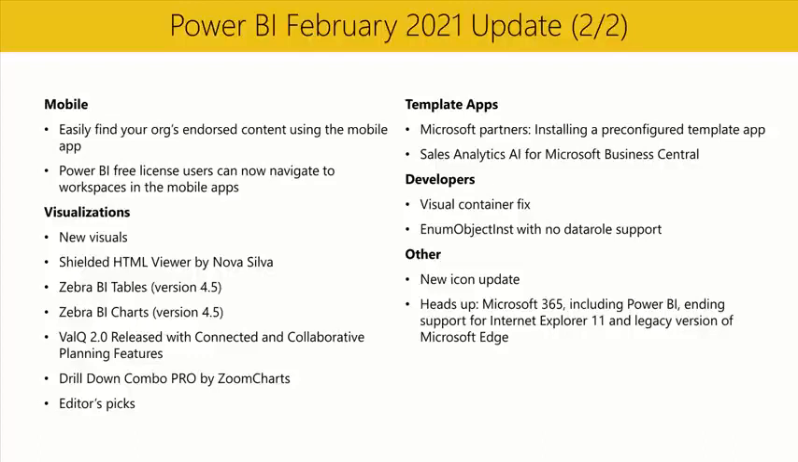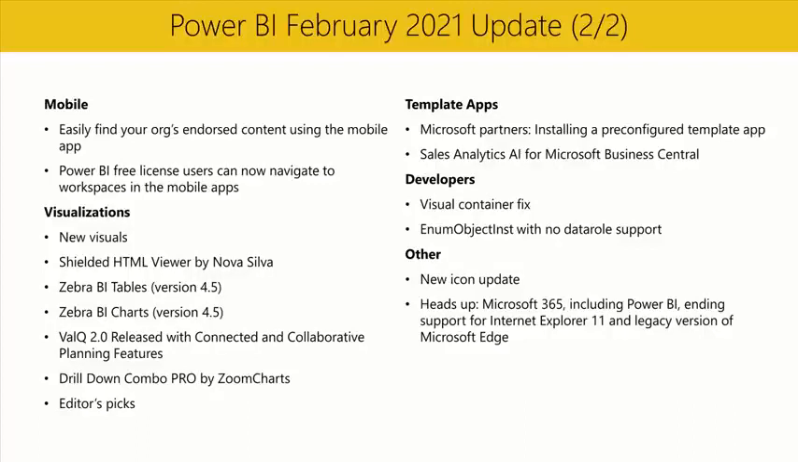Updated this month are the Shielded HTML Viewer by Nova Silver, version 4.5 of Zebra BI Tables, version 4.5 of Zebra BI Charts, ValQ 2.0 with connected and collaborative planning features, and the Drill Down Combo Pro by Zoom Charts. More information on all of the new and updated visuals can be found on our blog and in their respective links in the video description below.